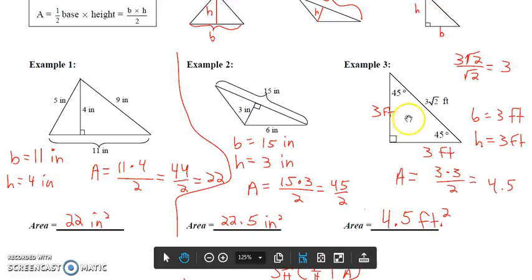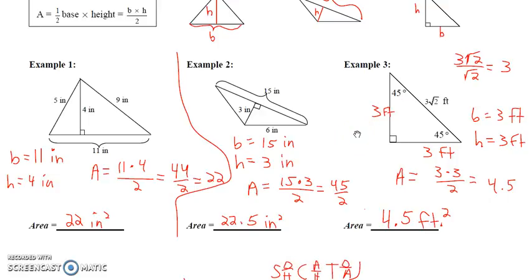So keep in mind, sometimes we have to do things like this, special right triangles or trig or whatever, to get the side lengths that we need to be able to calculate the area. This is where it's a little different than maybe what you've done before when you've seen these just triangle calculations where all the information is given to you.